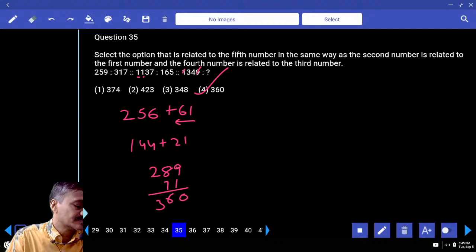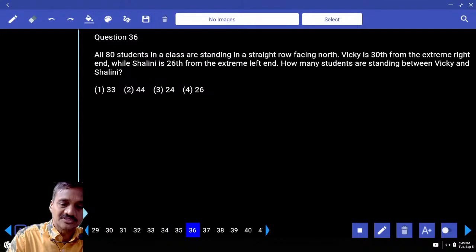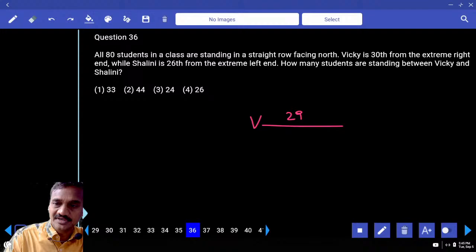Done? Then next one, question number 36. In a class of 80 students sitting in a row, Vicky is 30th from the extreme right. There are 29 students to the right hand side of Vicky, while Shalini is 26th from the left hand side.